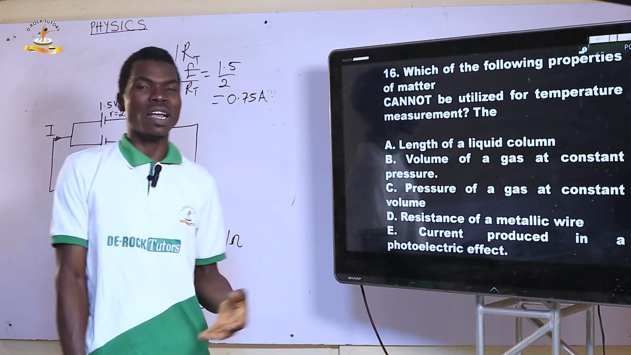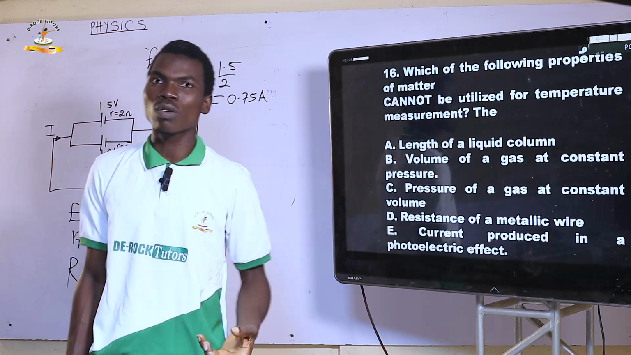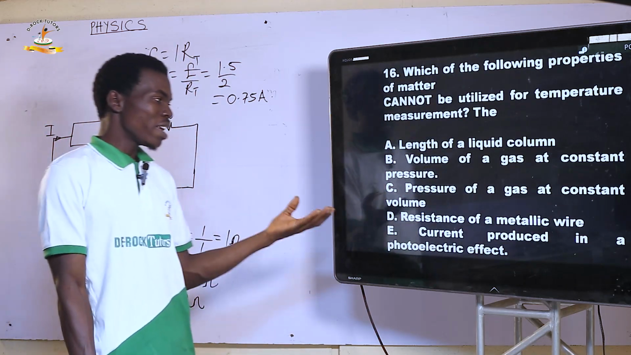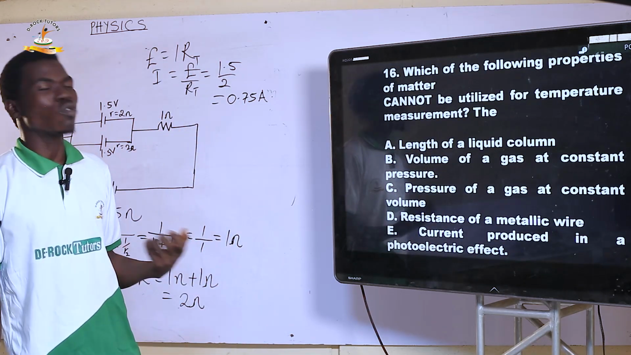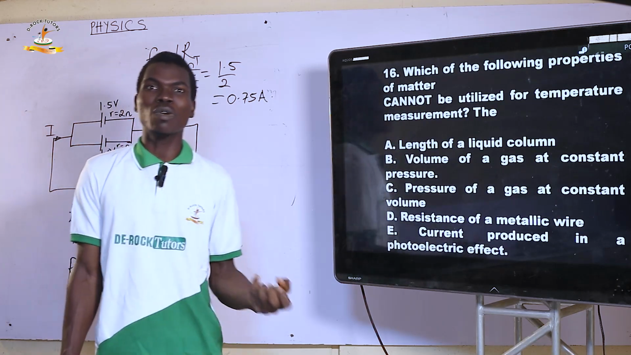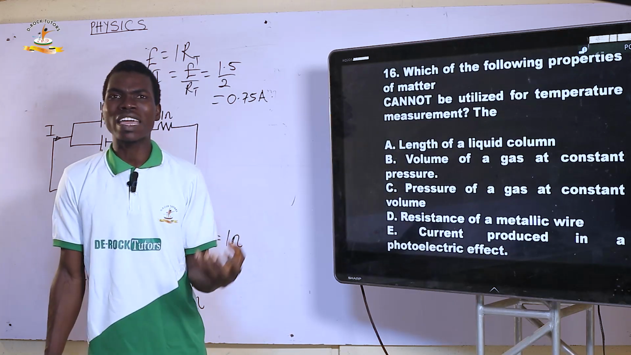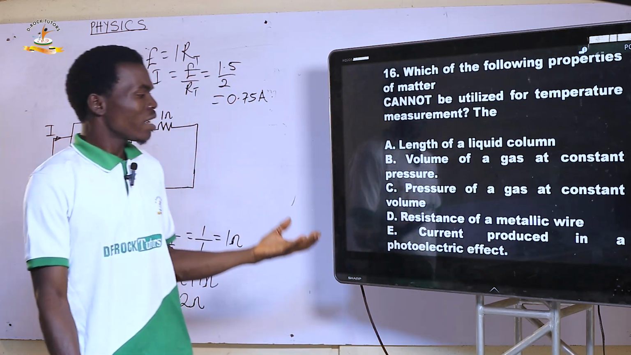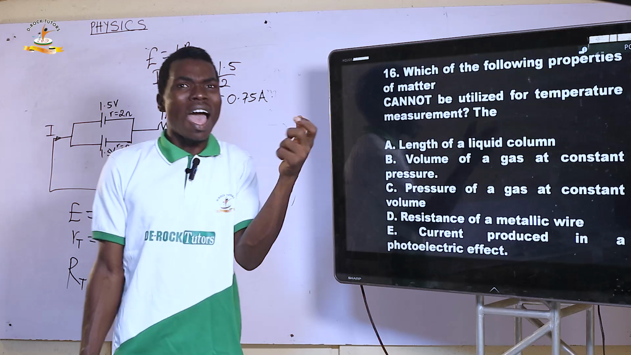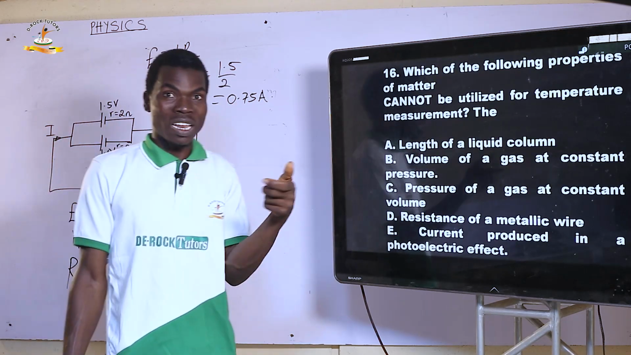D, resistance of the metallic wire. That's the basis for which resistance thermometers are also designed. So it's not a problem. E, current produced in a photoelectric effect. What is photoelectric effect? Photoelectric effect is the process by which an electron leaves the surface of the plate when it is being incident upon by a light wave.